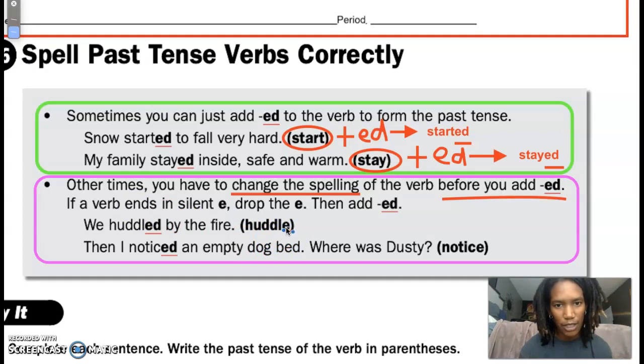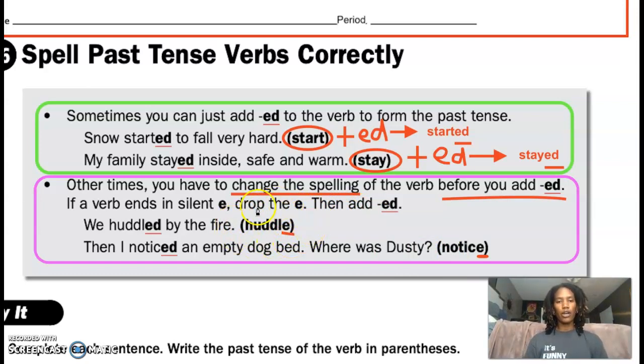Okay, so if the verb ends in silent E, for example, huddle ends in silent E, and also notice ends in silent E. Okay, so it says if the verb ends in silent E, like huddle and notice, drop the E, then add ed. So this is what you do.